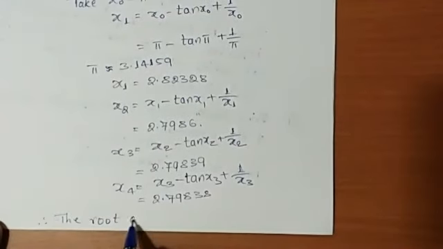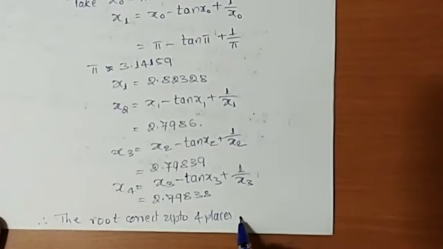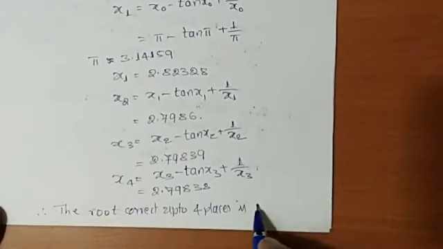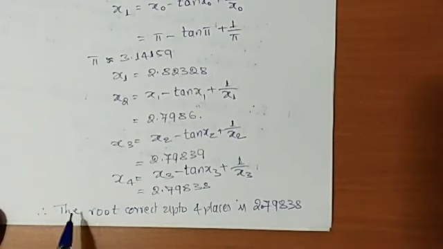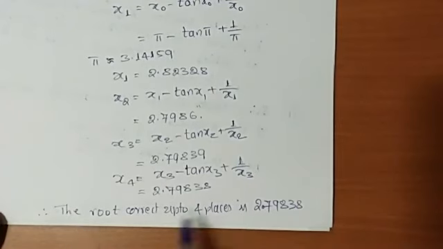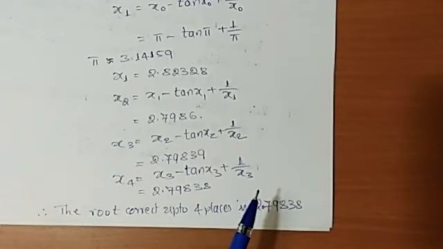Therefore, the root correct up to 4 places is 2.79838. So this gives me the root. This is how we use the Newton-Raphson method to find out the real root of the equation.